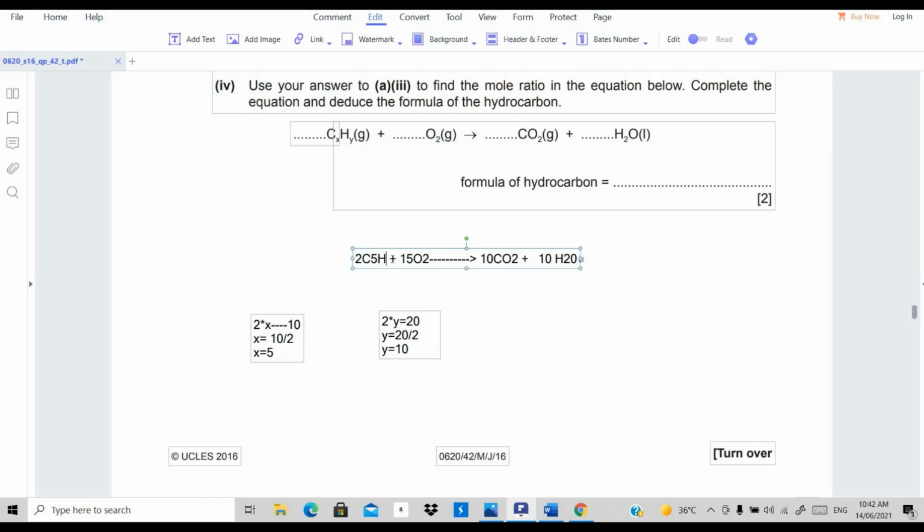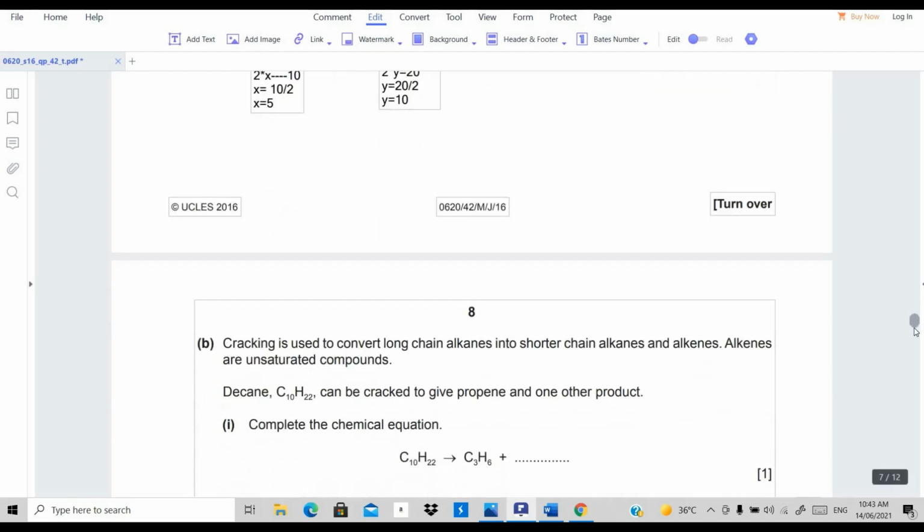I hope you're getting it. This was a bit tricky question, but if you practice this question, it will surely become easy. I promise you. So we can write our answer CxHy. Instead of x and y, we can write the values we have found out. So C5H10. Easy question.